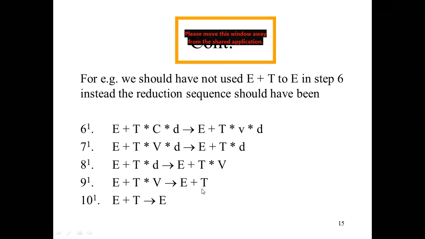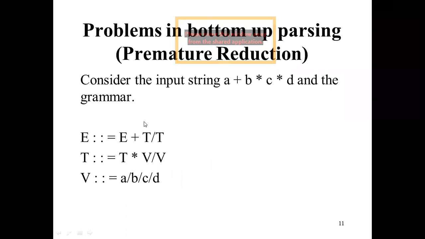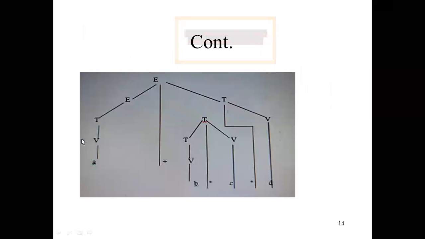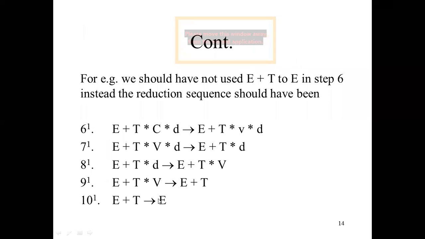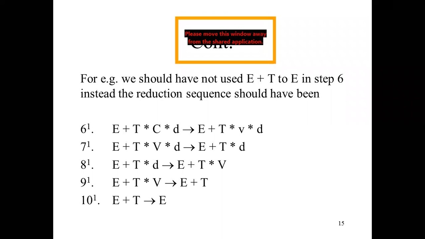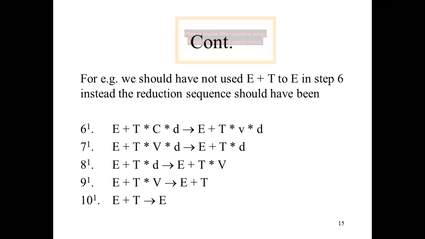And what is E plus T? E plus T is already given in the grammar as E. Now you can see here E plus T, this is E. So ultimately we are getting the result here. Such type of mistake is called premature reduction. In the preceding example, we are continuing the same example, but here with a little bit of updation: we are not replacing E plus T, even though here we are replacing C by V and then T star V by T.